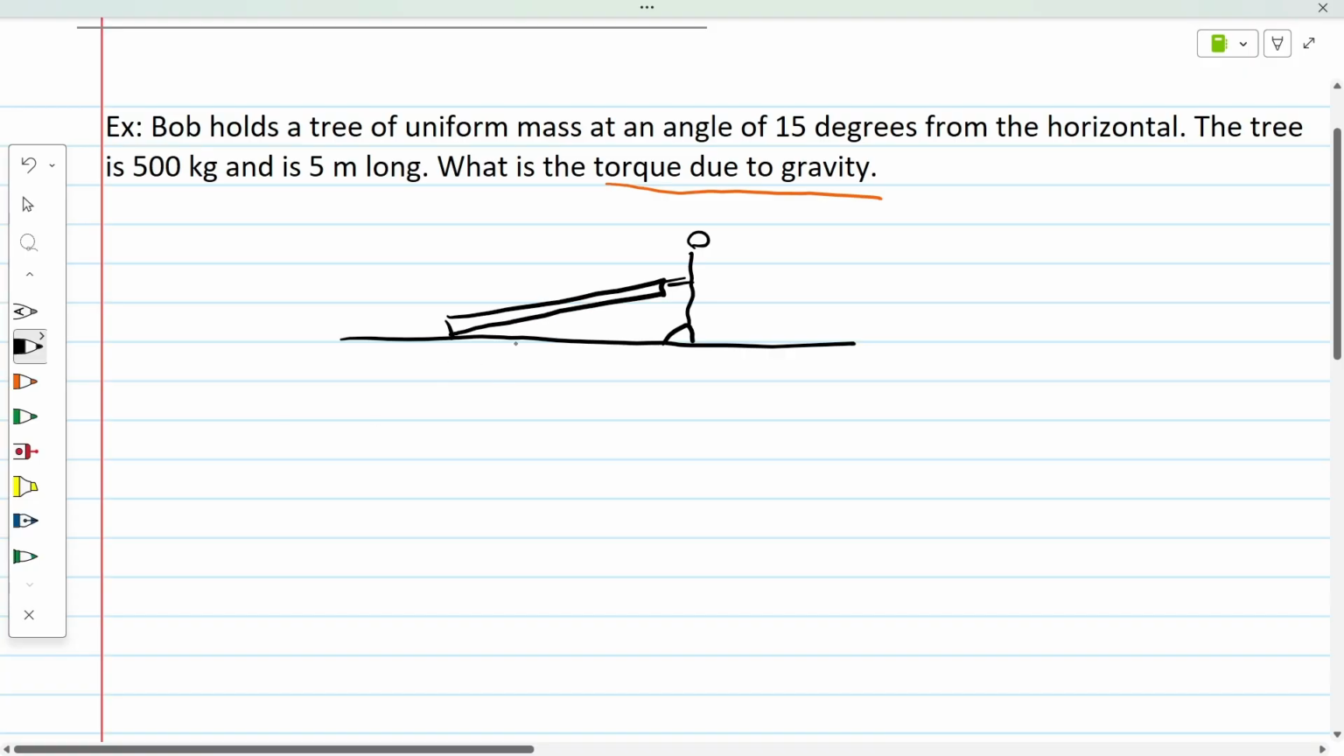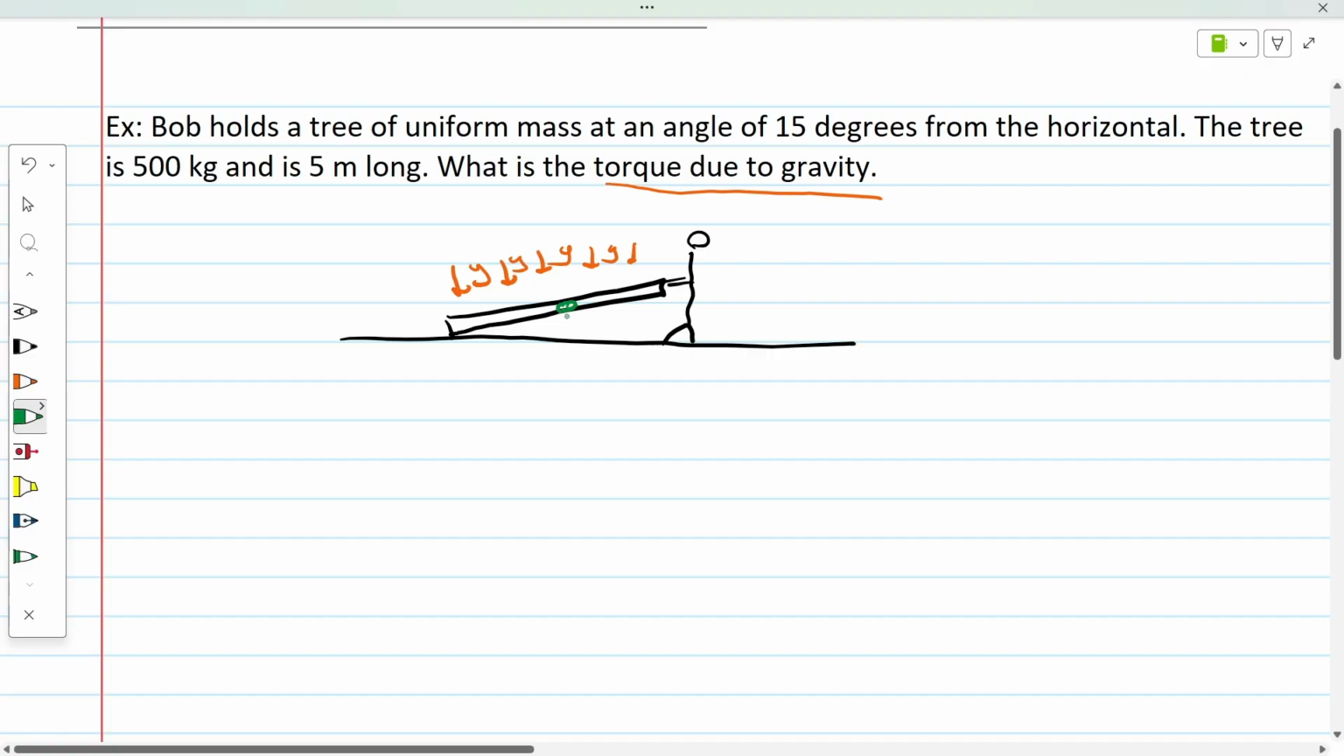We don't care about any other forces that are applying here, but we know that gravity is applying at every single point on this tree. Gravity is being applied, right? But it would be very difficult to find the force at every single point and to give a bunch of r's. And what we end up doing is to find this center of mass.